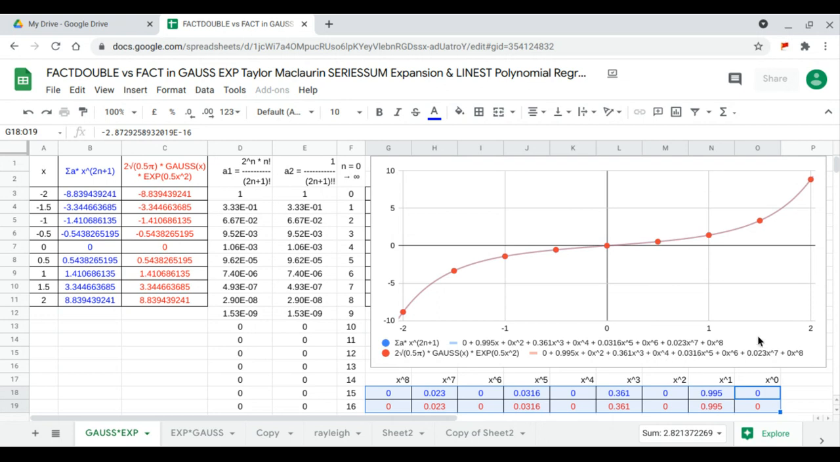This completes the use of double factorial in generating the Taylor-Maclaurin series-sum expansion of this Gauss exponential function, which is 2 times square root of 0.5 pi times Gauss of x times e to the power 0.5 x squared.